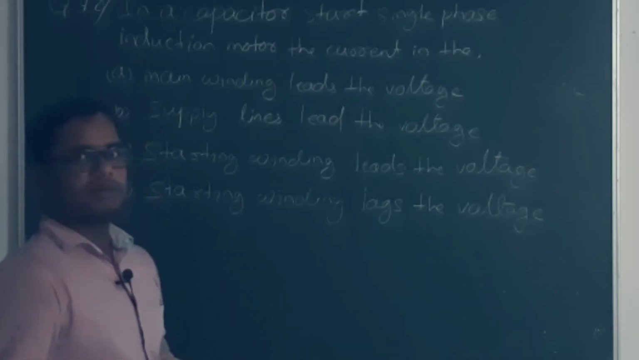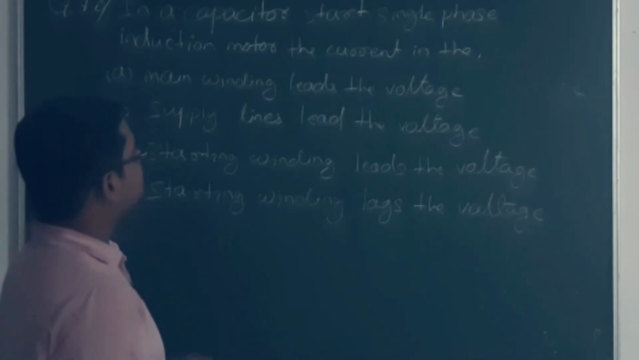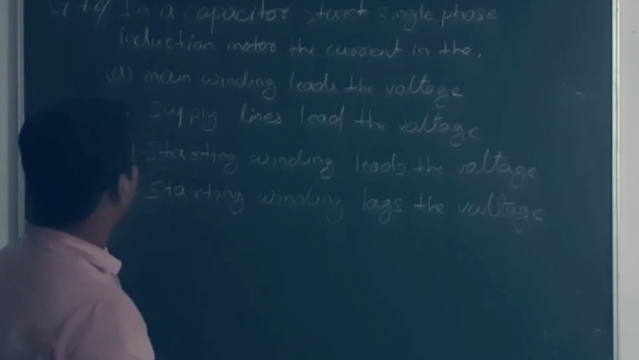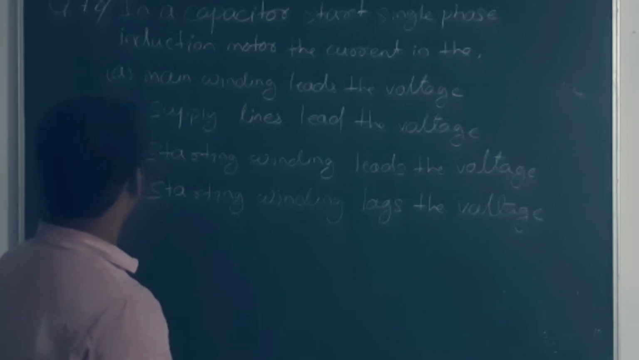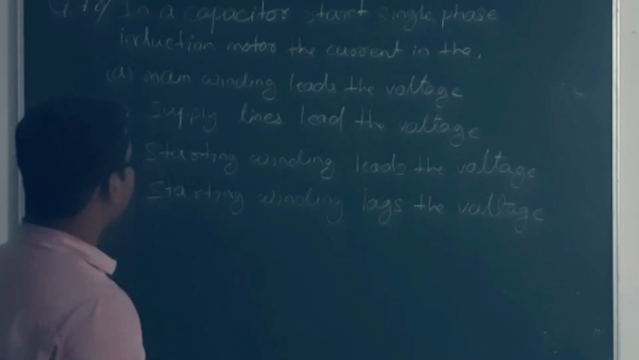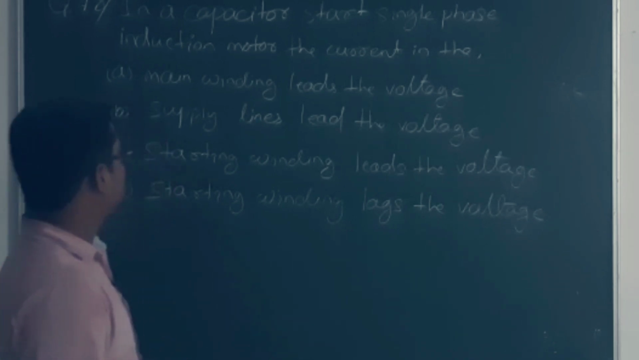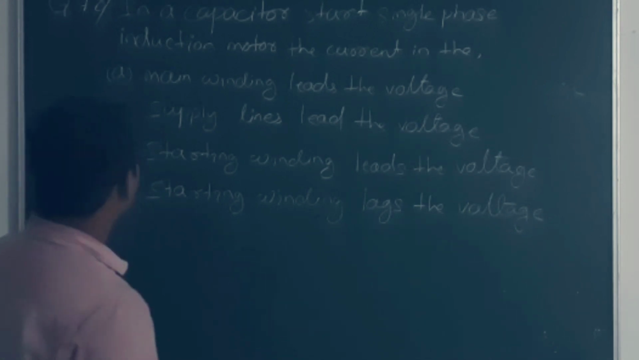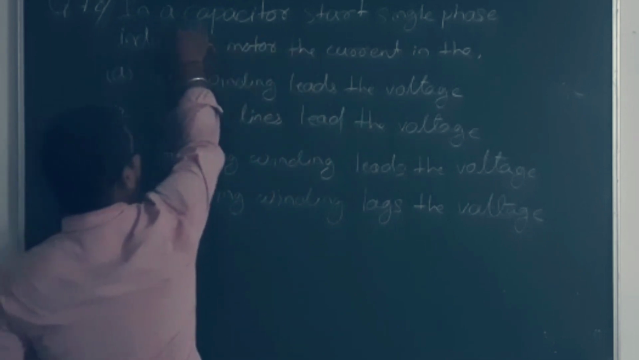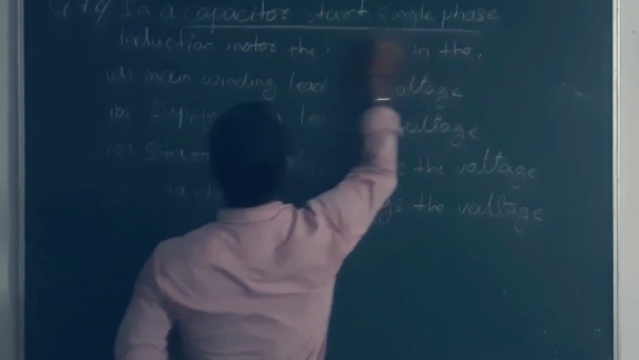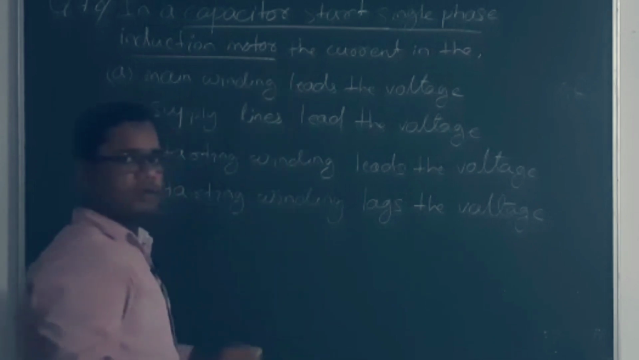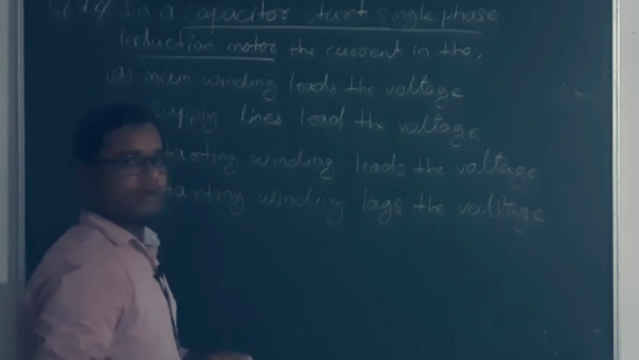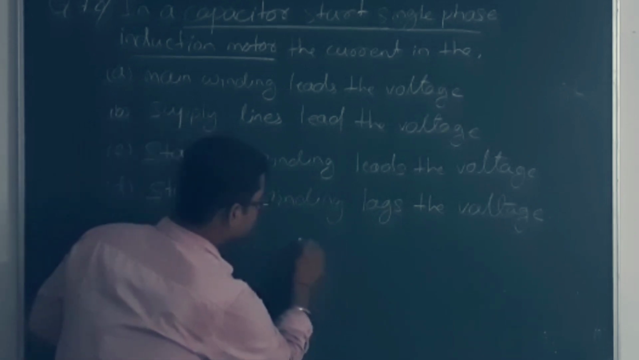Moving to question number 78. In a capacitor start single phase induction motor, the current in the: the options are main winding leads the voltage, supply lines leads the voltage, the starting winding leads the voltage, and the starting winding lags the voltage. The question is about a capacitor start single phase induction motor. We will draw the diagram first, so you can understand how the connection is.